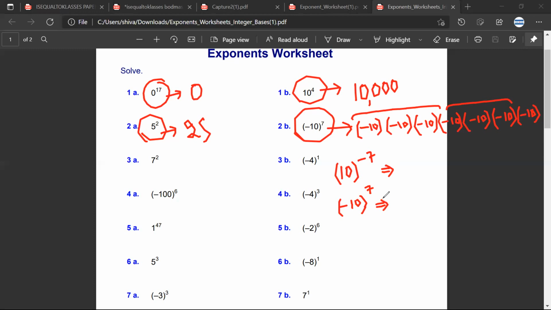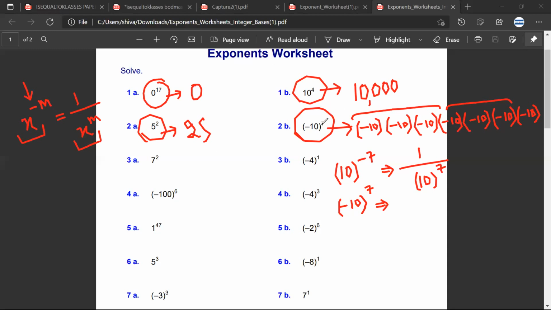Yes, sir. 10 raised to power minus 7 would be what you have done, because the rule that we follow is that x raised to power minus m is equal to 1 upon x raised to power m. So if you remember, last time this negative exponent or negative power brings the base to the denominator. Do you remember? Yes, sir.